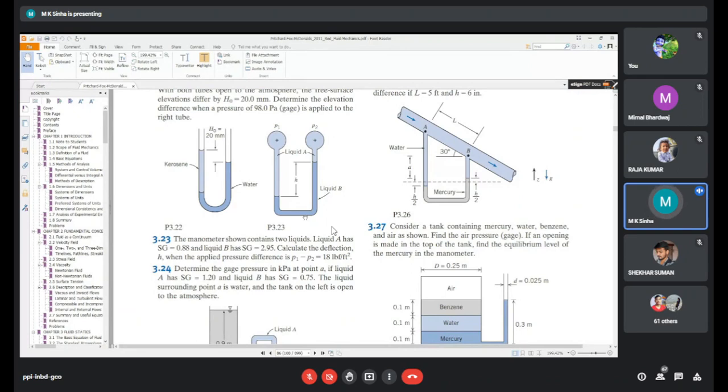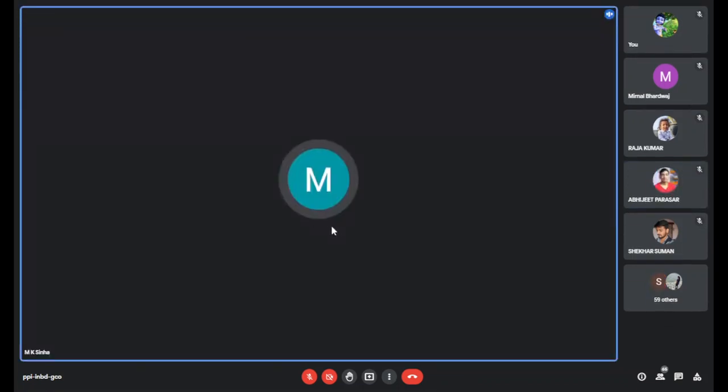You should write down the applied pressure difference: P1 minus P2 equal to 870 Pascal. So I have two questions. Let us go to the solution.